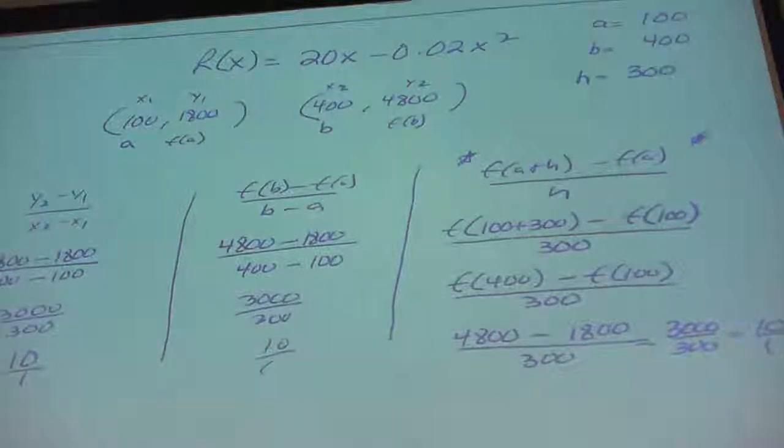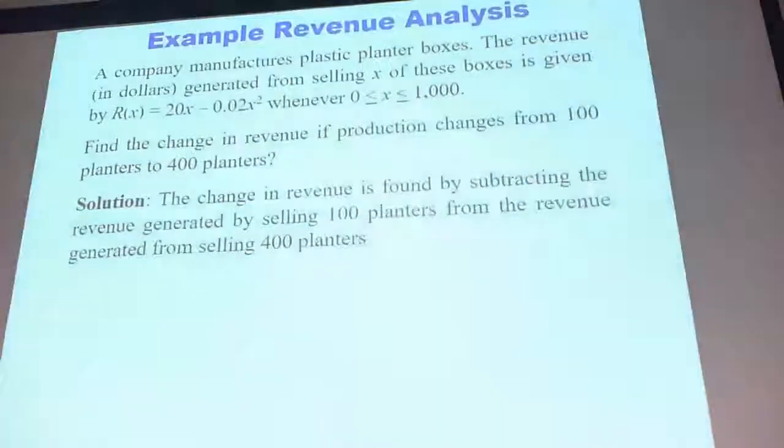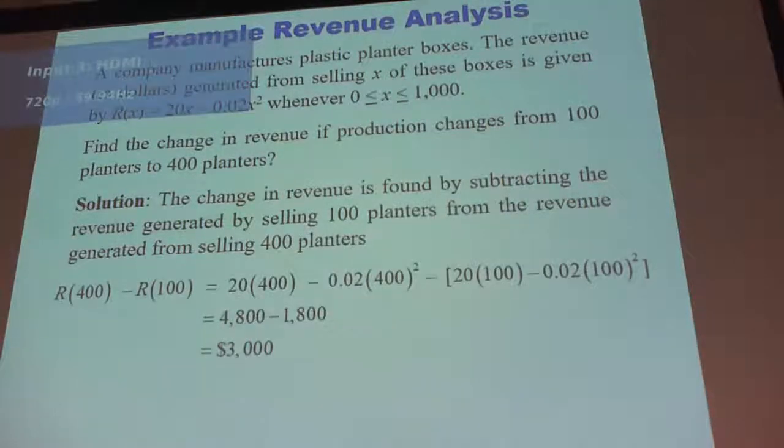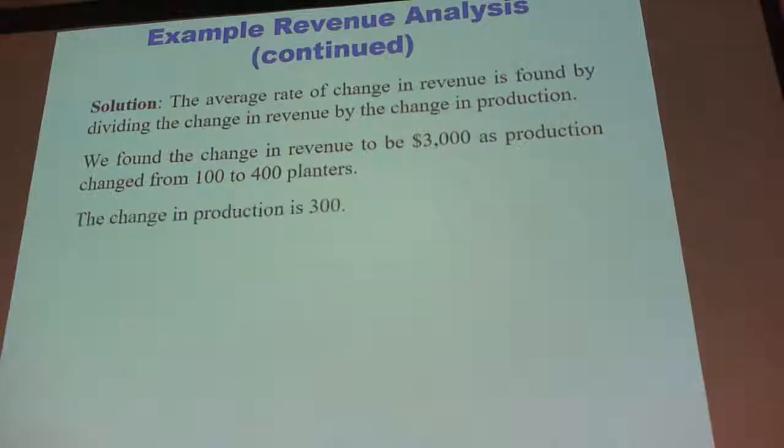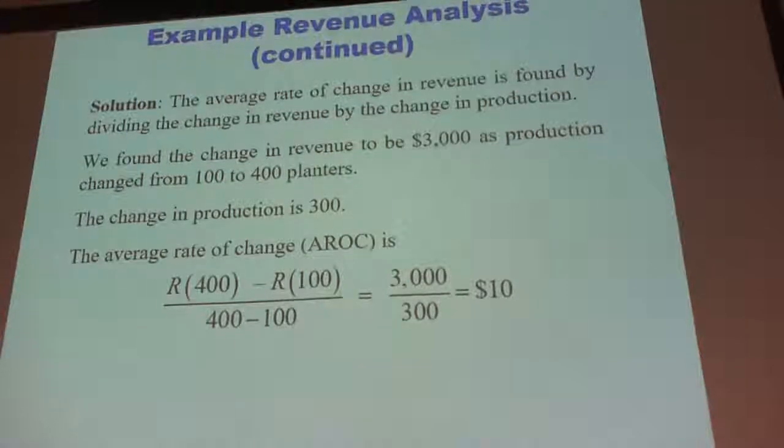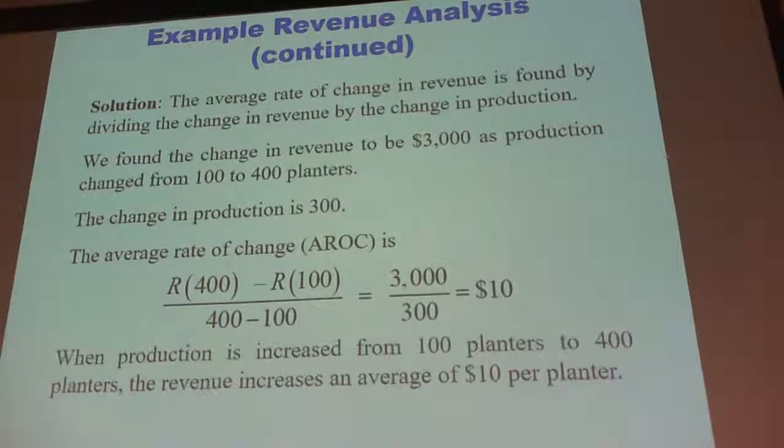So going back to our example, if we plugged in R of 400 minus R of 100, we got 4,800 minus 1,800, which is 3,000. And then on the bottom, we do 400 minus 100, which is 300. We get 3,000 over 300, which is $10. It's $10 per plate.